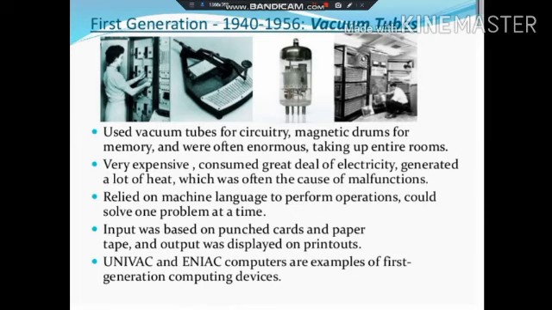The full form of ENIAC is Electronic Numeric Integrated and Calculator. This is an example of first generation of computer.